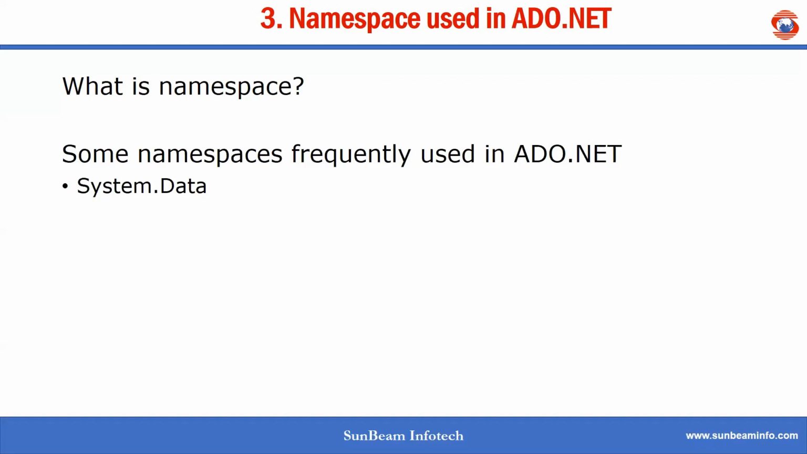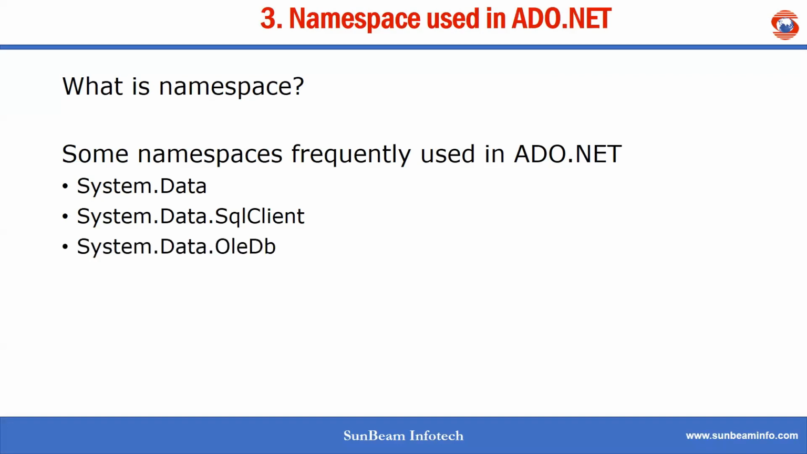First is System.Data. This namespace contains the core ADO.NET classes that are used to work with data. It includes classes such as Connection, Command, DataReader, and DataAdapter. Next one is System.Data.SqlClient. This namespace provides classes for working with SQL Server databases. It includes classes such as SqlConnection, SqlCommand, SqlDataReader, and SqlDataAdapter.